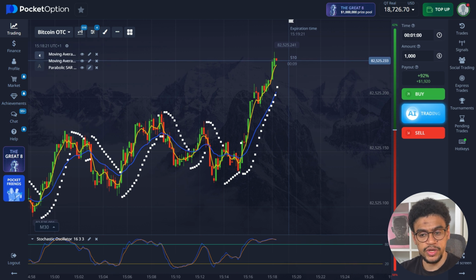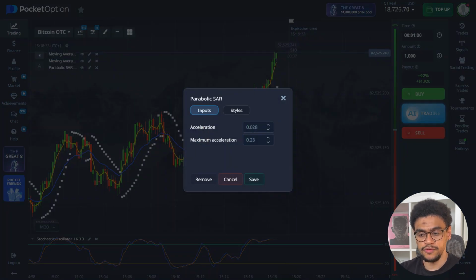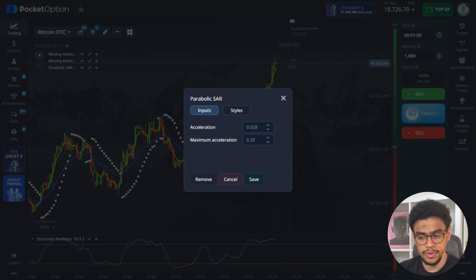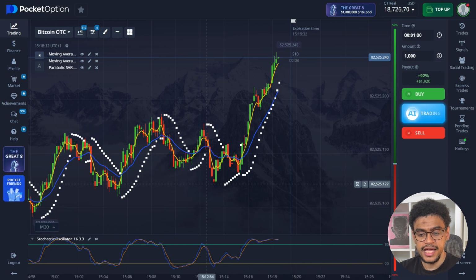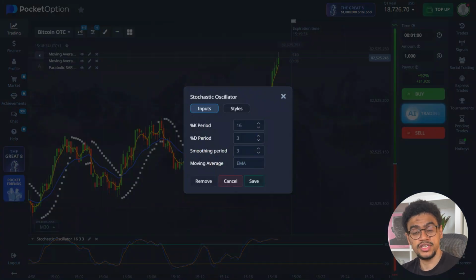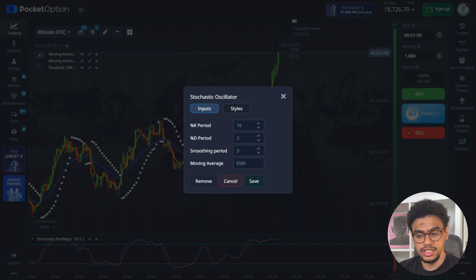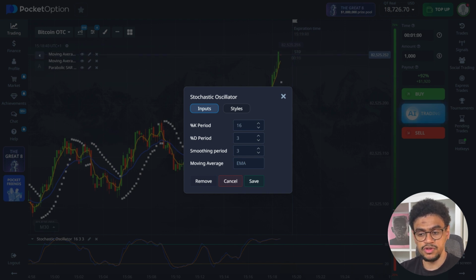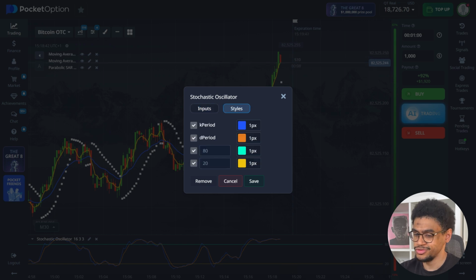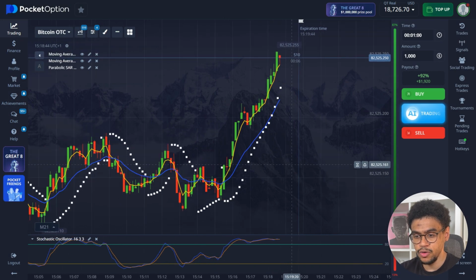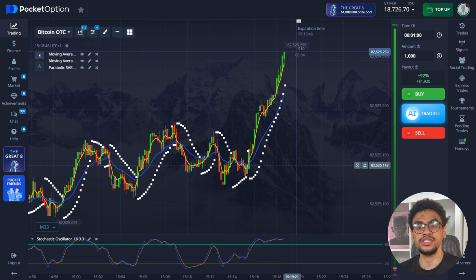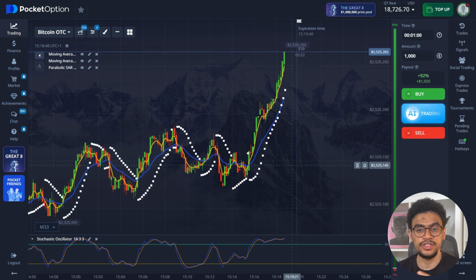For the next one, we have parabolic SAR. We're looking for acceleration to be at 0.028 and maximum acceleration at 0.28. So set those up as well. And the last but not least, we have stochastic oscillator. K period is going to be 16, D period 3, smoothing period 3, moving average, EMA, styles, just keep it as it is.